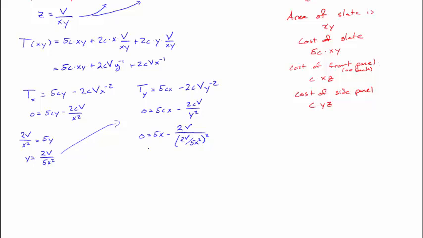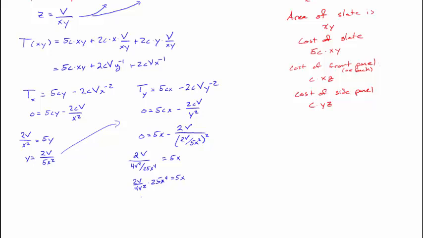And I'll add this to the other side, so I have 2v over 2v over 5x squared, squared. So it's going to be 4v squared over 25x to the fourth equals 5x. So here we do some reduction. Let's write it like this: 2v over 4v squared times 25x to the fourth equals 5x.